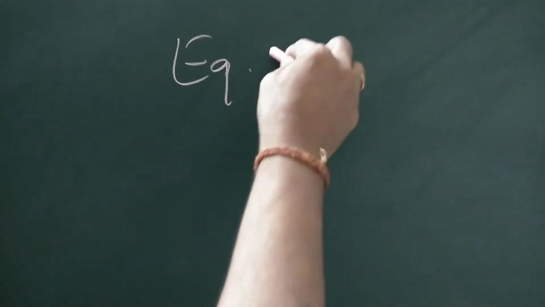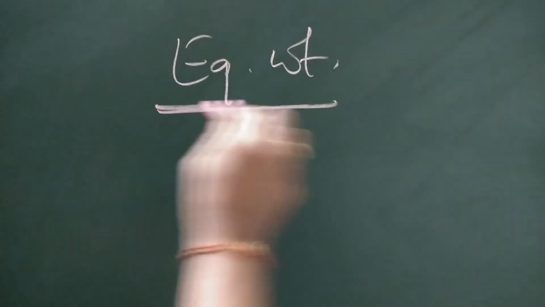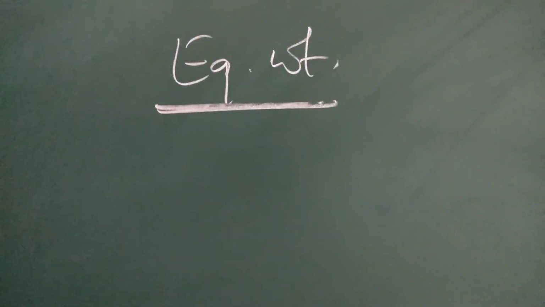So in this video today, student, I will be discussing the concept of equivalent weight. What is equivalent weight? Equivalent weight is the number of parts by weight of a substance that can combine with or displace 1.008 parts by weight of hydrogen, 8 parts by weight of oxygen, 35.5 parts by weight of chlorine, or 108 parts by weight of silver.